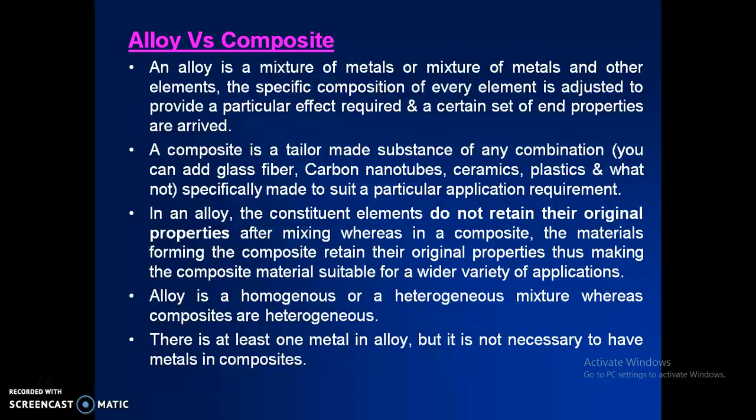An alloy is homogeneous, meaning it has the same composition throughout the entire volume, and it is basically an isotropic material having the same properties in all directions, whereas a composite is an orthotropic material having different properties in different directions. In an alloy, at least one metal must be there, but it is not necessary to have metals in the case of composites. So this is the difference between alloy and composite.